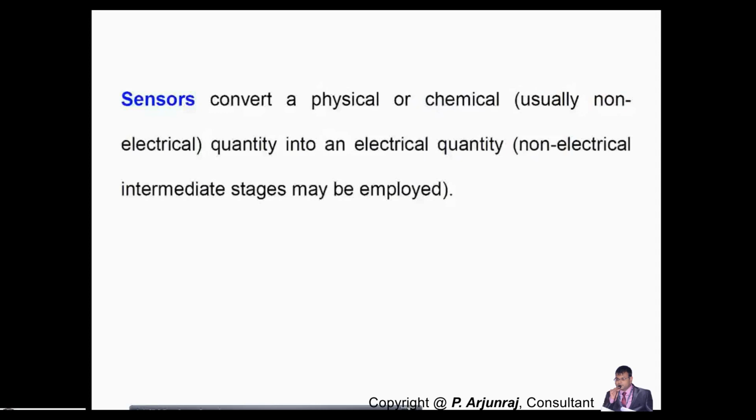Say for example, you are going to get a globe, the red alarm, or a light indication, or a buzzer sound. It's basically coming out of the electrical output. So here the sensor is the one which converts a physical or a chemical, basically a non-electrical quantity, into an electrical quantity. Basically you are going to get an output in the form of electrical.